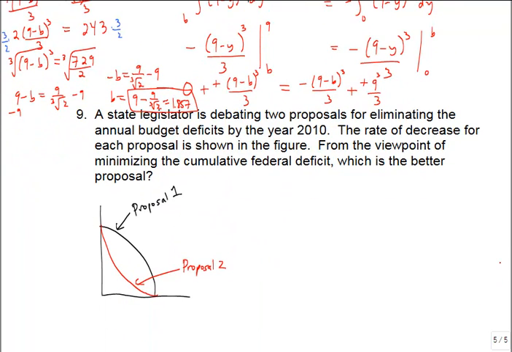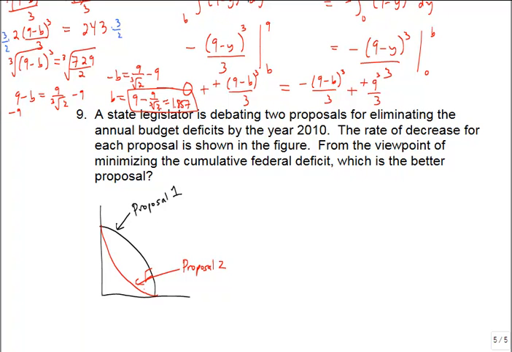Okay, last example. A state legislator is debating two proposals for eliminating the annual budget deficits by the year 2010. The rate of decrease for each proposal is shown in the figure. From the viewpoint of minimizing the cumulative federal deficit, which is the better proposal? So again, we have these two proposals. The black one is this concave down shape, and then proposal 2 is this concave up shape. And we want to know whether we should go with proposal 1 or proposal 2.